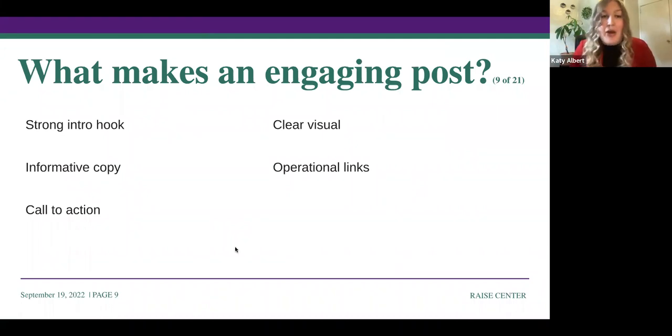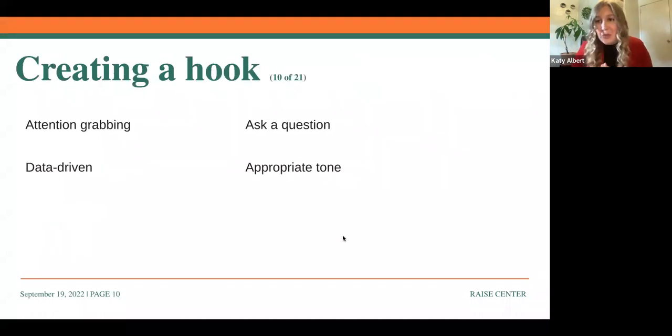So the elements for an engaging post. I have broken it down into these 5 pillars to create an engaging post. The first is to create a strong introductory hook, something that's going to grab people's attention. Second is informative copy. Are you telling everyone what they need to know? Third is a call to action. Are you asking your audience to sign up, to share? Fourth is a clear visual. That may be a photo or a link, but you want to make sure it's visually clear and attractive. And fifth is an operational link, a hyperlink to a web page or somewhere. We just want to make sure anywhere we are sending somebody works. So we're going to talk through each of these in a little bit more detail here.